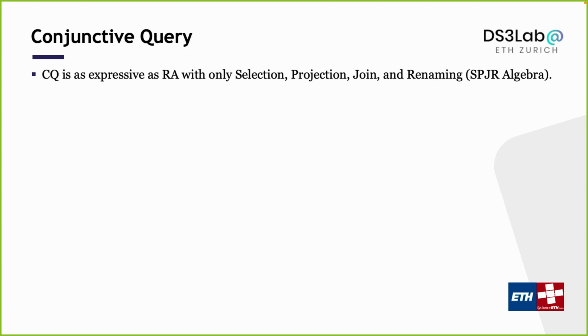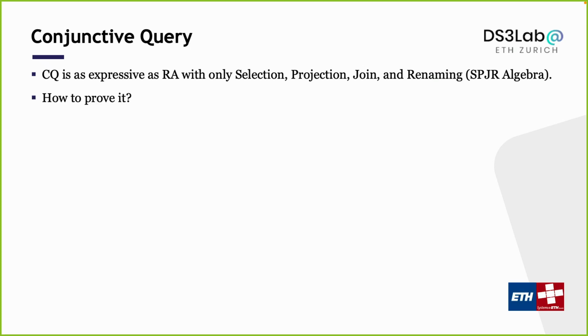So conjunctive query, once you have that constraint, you can show that it is as expressive as a subset of relational algebra queries that only contains selection, projection, join, and renaming. Okay? So that's something you can show. Later, when you write the SQL queries, that is the same as a SQL query with select from where. That's the same class of things you can specify.